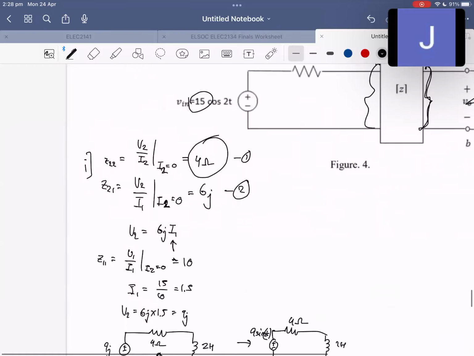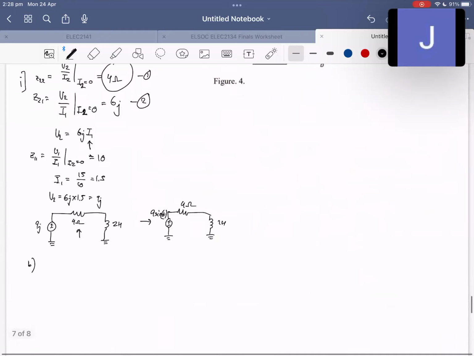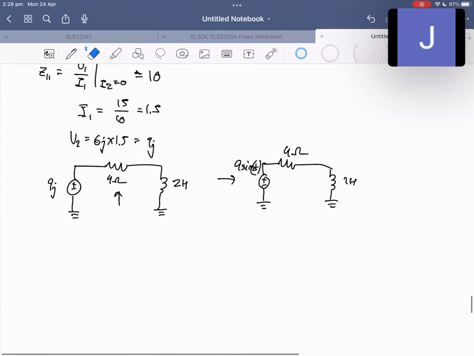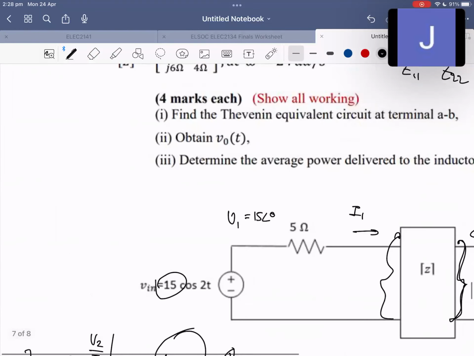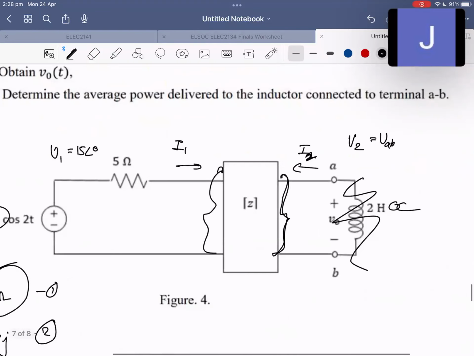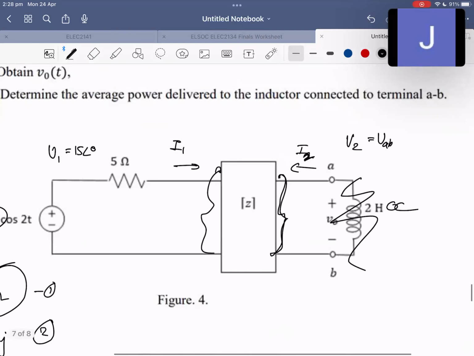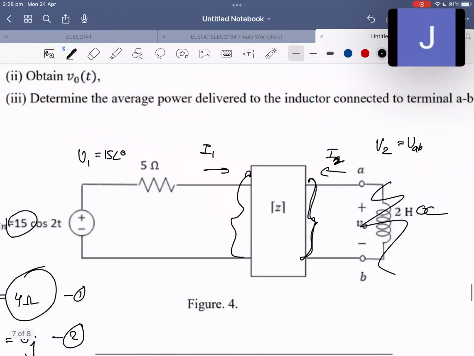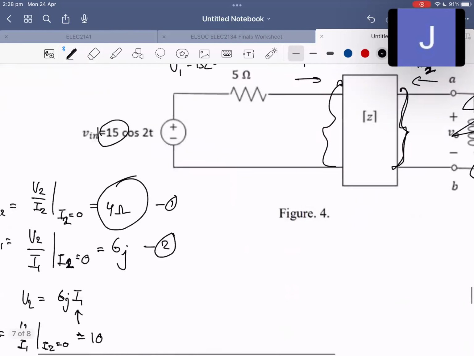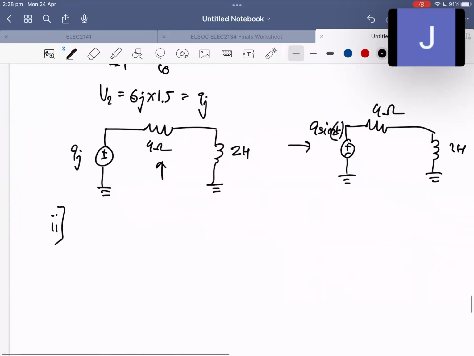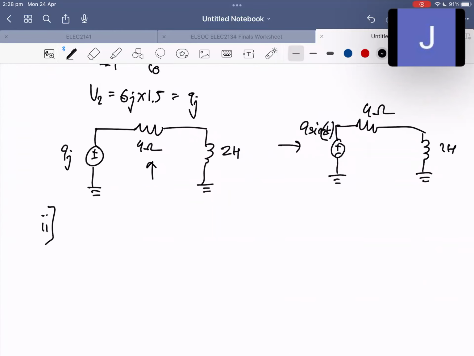Cool. So part 2 says, obtain V0 of t. Oh, okay, so VAB. So you can do that if you have the Thevenin circuit, because it's the same thing, but just as a model as a voltage source and a resistance.